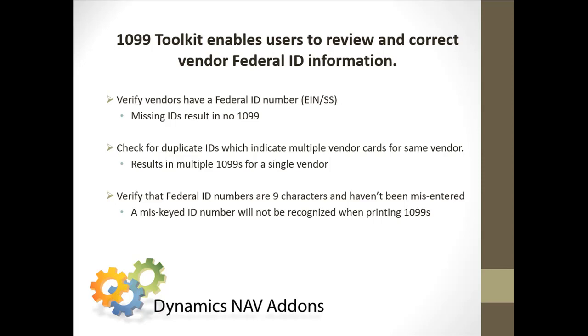It's very possible that the 1099 federal ID numbers were not entered correctly. It's amazing how many times there are not exactly 9 characters because somebody has miskeyed it. There may be 8 characters or there may be 10 characters, depending on whether it's a Social Security number or an EIN. This report will show you which ones are missing, which ones are duplicates, and which ones don't have exactly 9 characters.